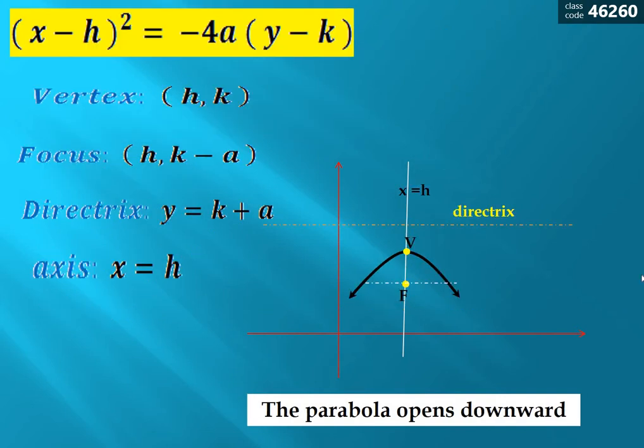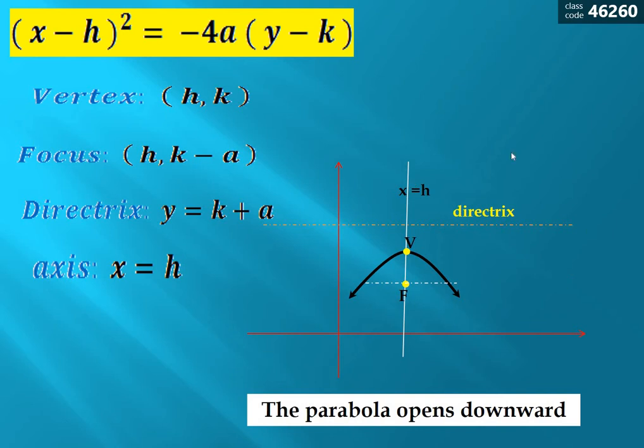Okay, let's move on. How about this? The square of (x minus h) is equal to negative 4a times the quantity (y minus k). In here, same vertex, (h, k). Focus this time is (h, k minus a). Again, solve for the values of h, k, and a. Then substitute it here. Directrix is y equals k plus a. Then axis is same, x equals h.